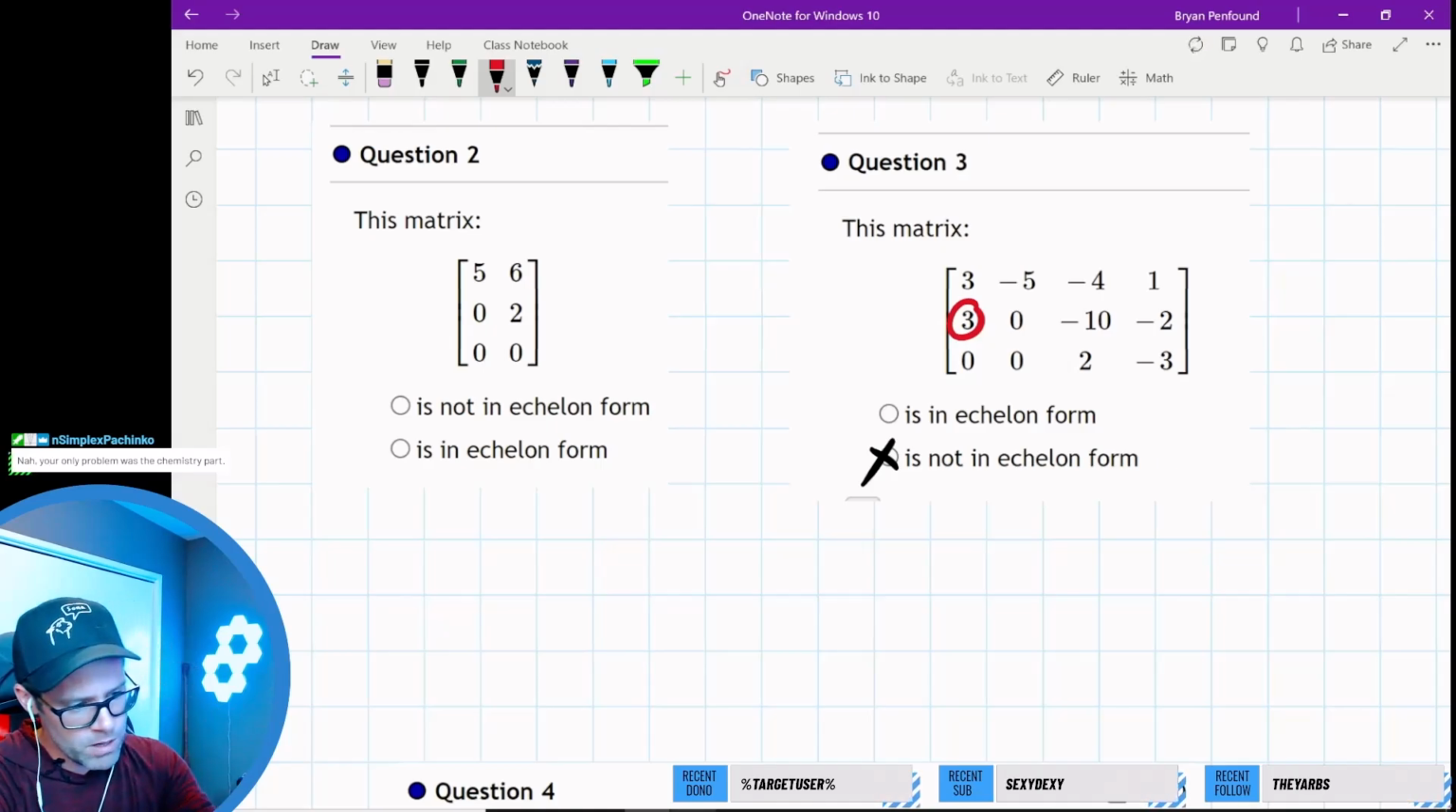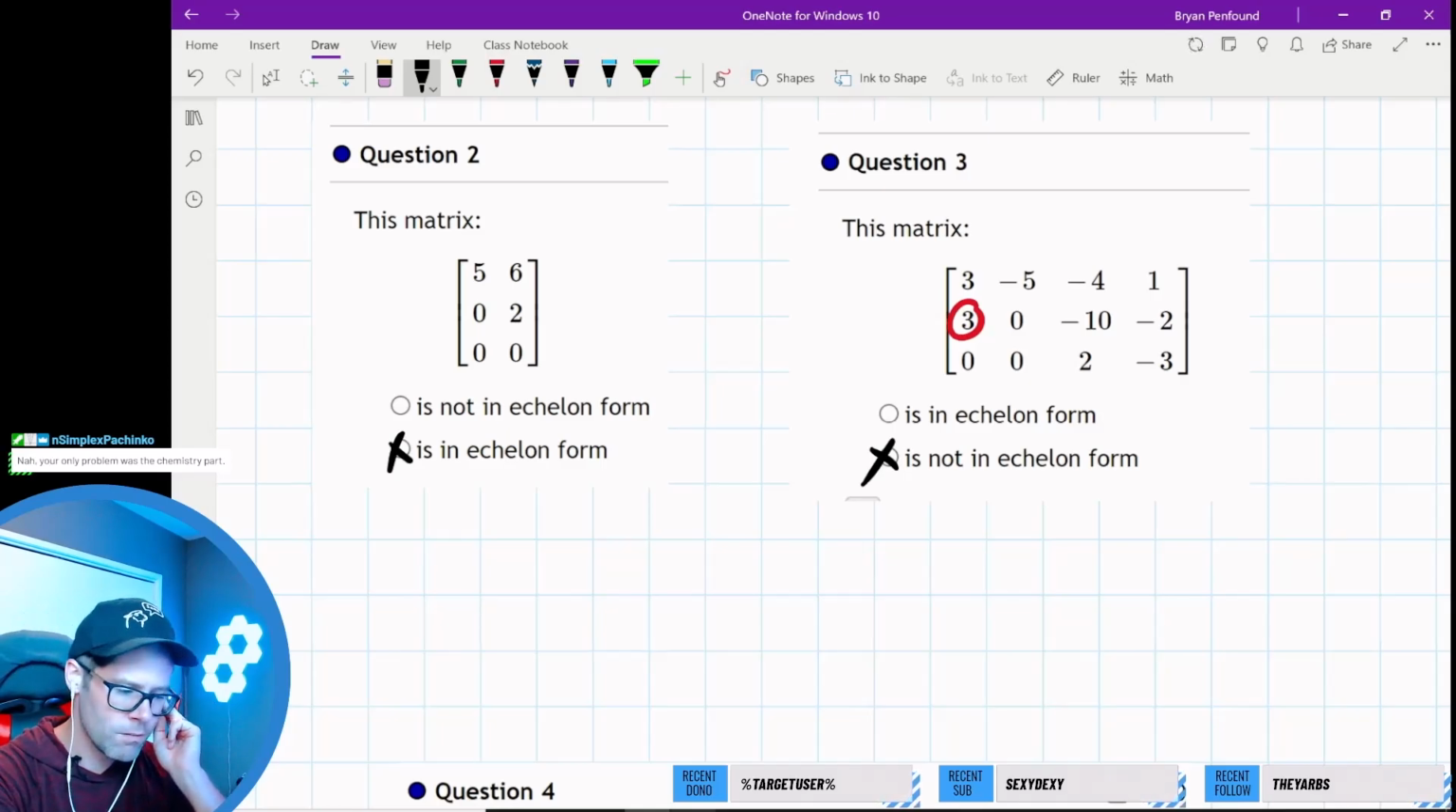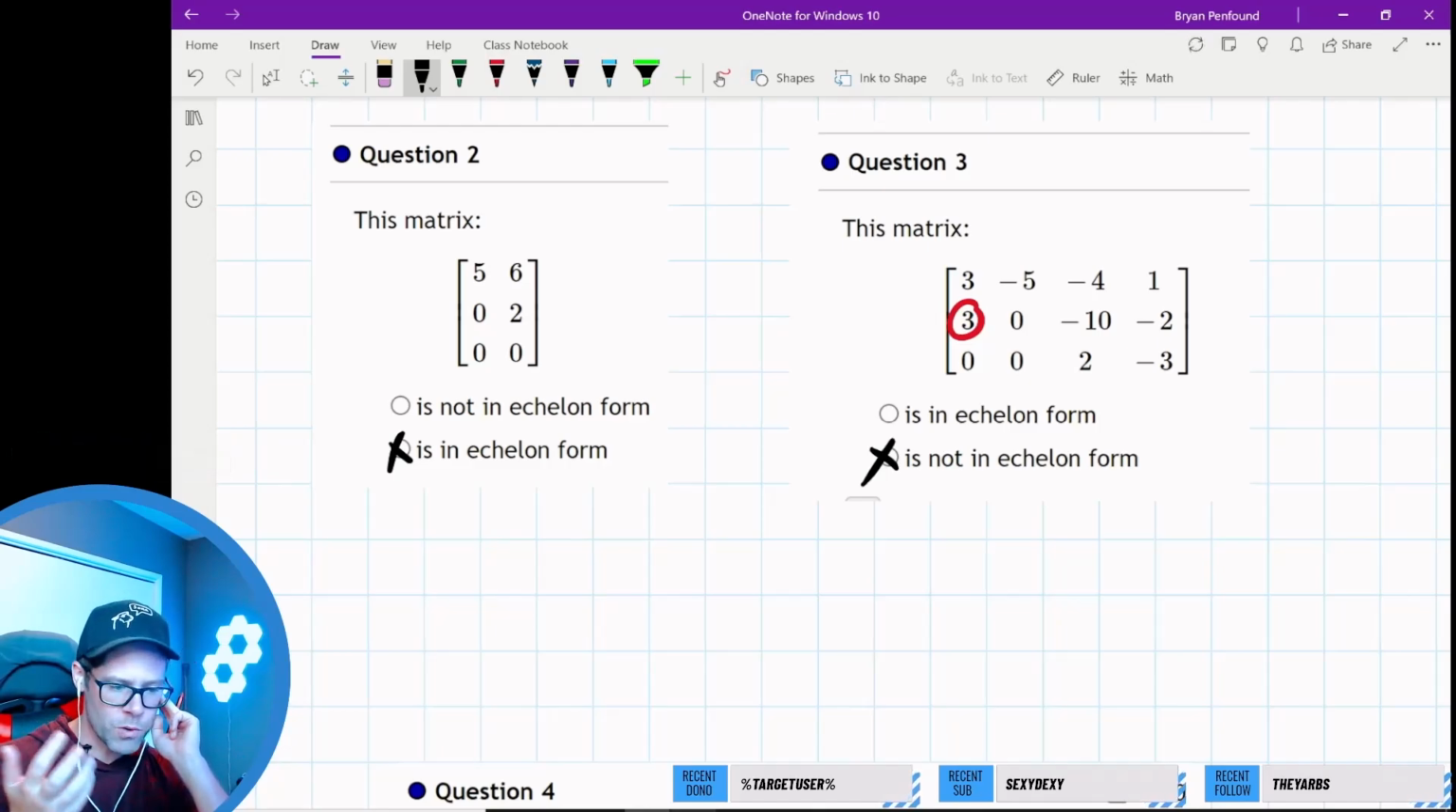Now, this one should be okay. Again, I'm a little bit hesitant on what echelon form does and means for us. But I'm pretty sure everything should be fine here. Our zeros are at the bottom. We have a leading number, I guess, in each row and each column, so that seems okay.